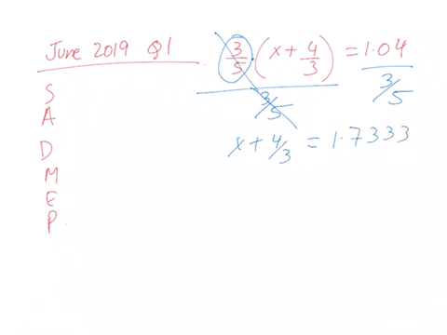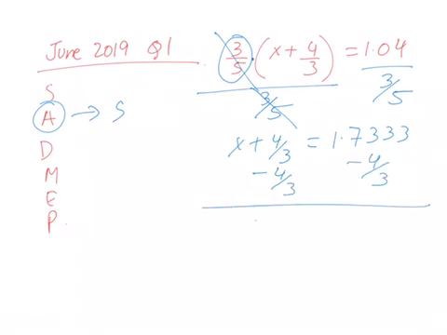Then we see an addition, right? What's the opposite? Subtraction. So let's subtract 4/3 from both sides. So what do we get? X is 0.4. So answer choice 2.